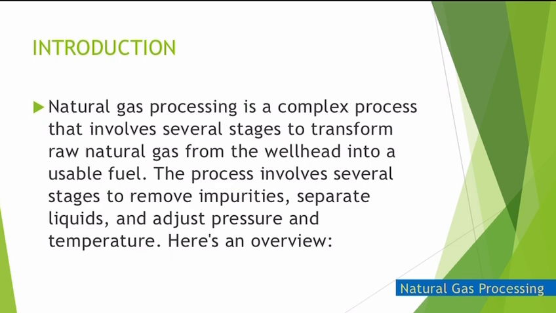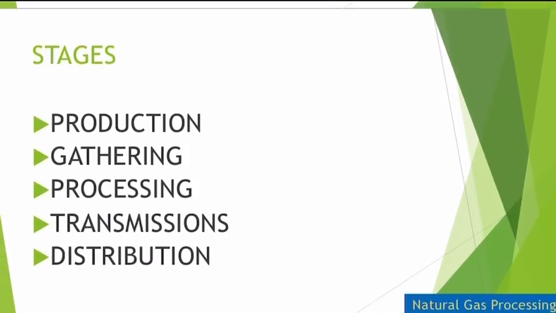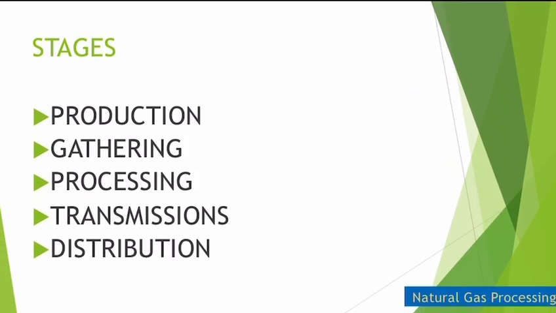Processing is a complex process that involves several stages to transform raw natural gas from the wellhead into a useful fuel. The process involves several stages to remove impurities, separate liquids, and adjust pressure and temperature. Here's an overview. The stages are: production, gathering, processing, transmission, and distribution.